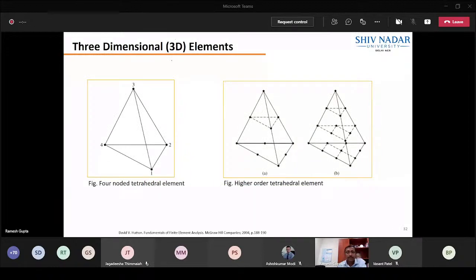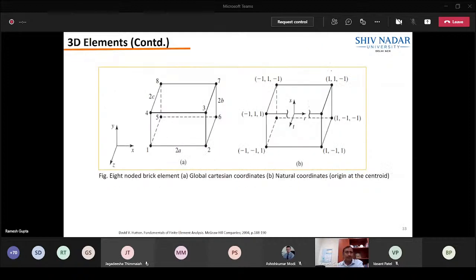Now, when it comes to 3D elements, you have a tetrahedron kind of one where you have 4 nodes, or you have the mid-side nodes where you can have higher order elements. Or you can have the brick kind of one, which is a traditional element with 8 nodes, or if you have mid-side nodes, you can have higher order elements. That is what you can have in terms of 3D elements.